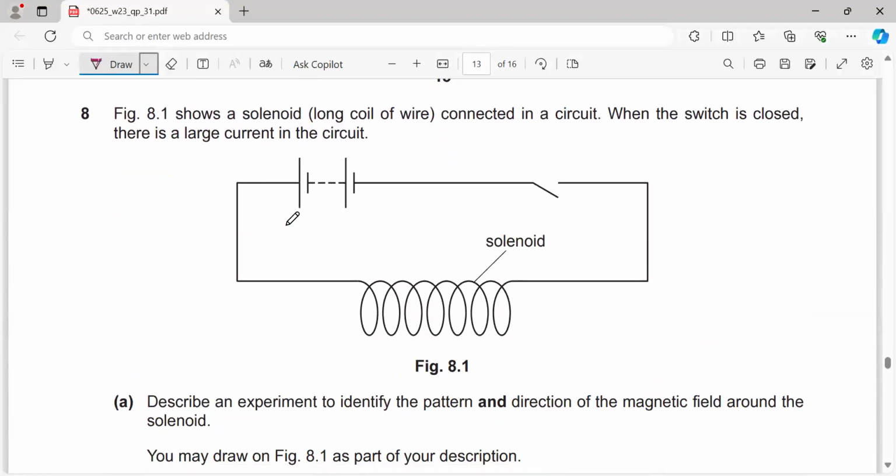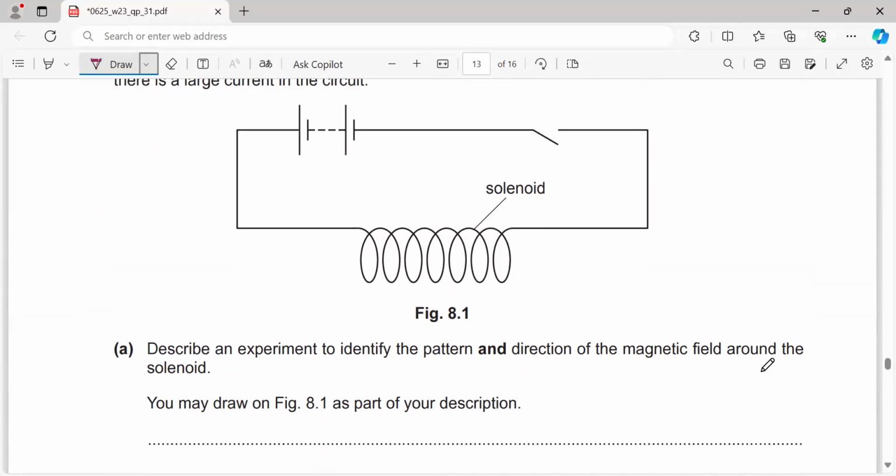Number 8, figure 8.1 shows a solenoid, a long coil of wire, connected in a circuit. When the switch is closed, it means electricity is flowing. There is a large current in the circuit. Describe an experiment to identify the pattern and the directions of the magnetic field around the solenoid. You may draw on figure 8.1.